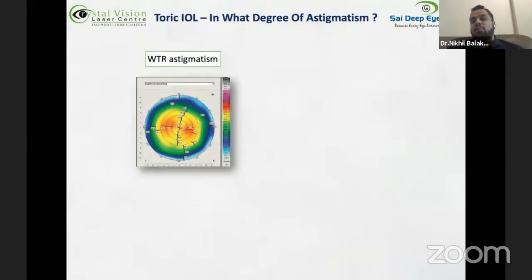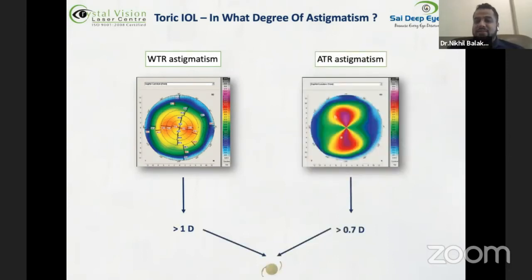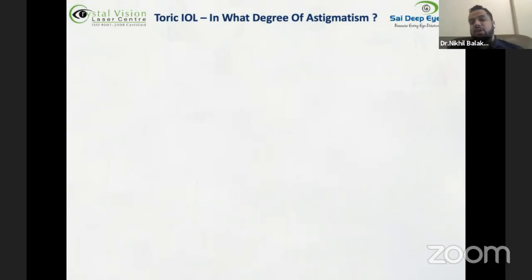So toric IOLs, in what degree of astigmatism can we go ahead and implant one? With the rule astigmatism, preferably only above a diopter. Against the rule astigmatism, with the new tools right now today, even anything above 0.7 diopters should be corrected with a toric IOL. What about the higher range?